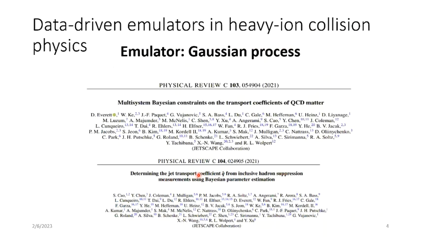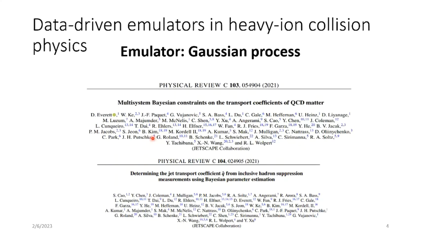So the emulators, in particular Gaussian process, have been mentioned several times in the workshop. It really has been used extensively in heavy-ion collision physics. A lot of these two papers are trying to extract the QCD, the QGP matter properties out of heavy-ion collision data, but they want to do it in a Bayesian statistics framework.